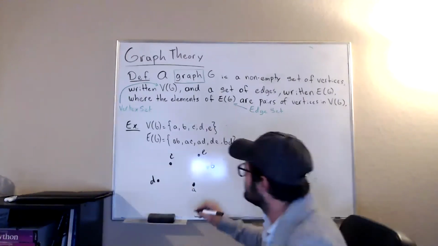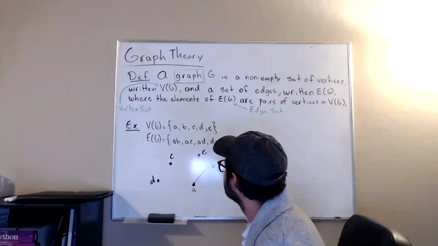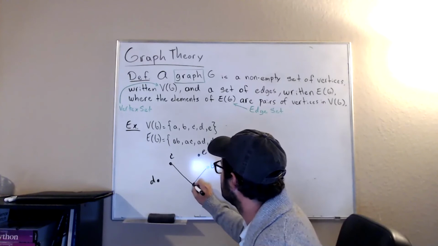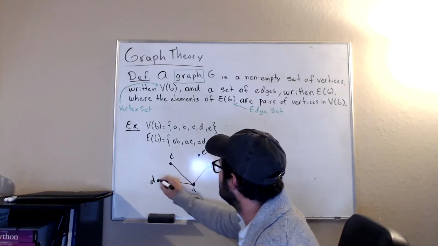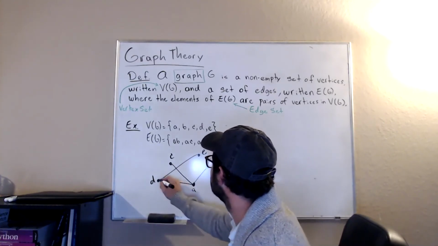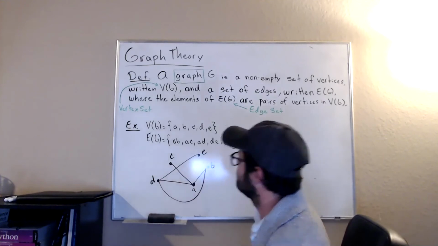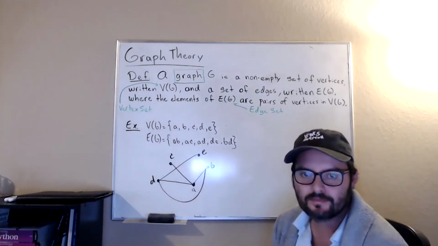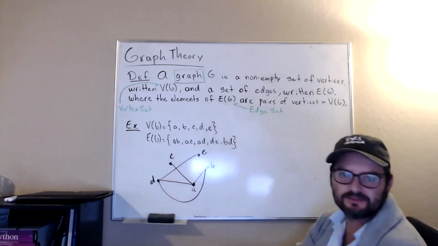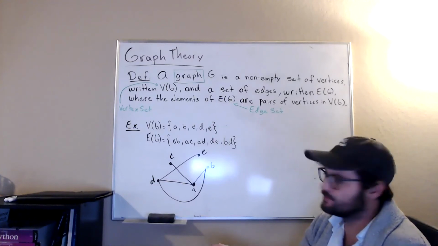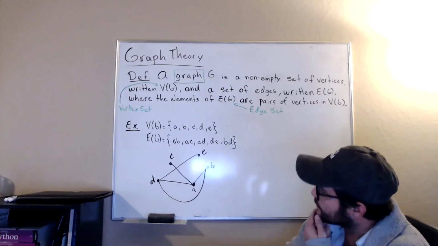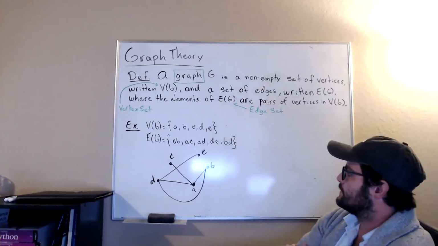And now I see that there's an edge AB. There's an edge AC. Edge AD. Edge DE. And an edge BD. Okay. So notice I can bend the lines, I can overlay the lines. The edges just represent relations. It doesn't matter if they cross over each other or not in general. So this is a graph.